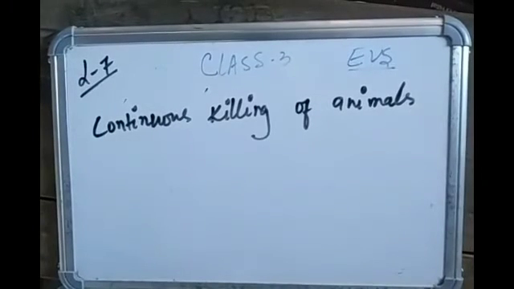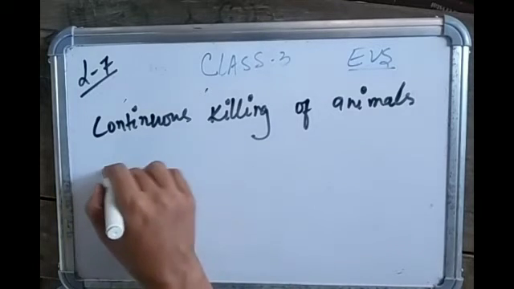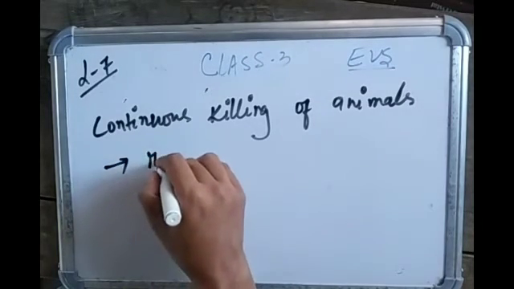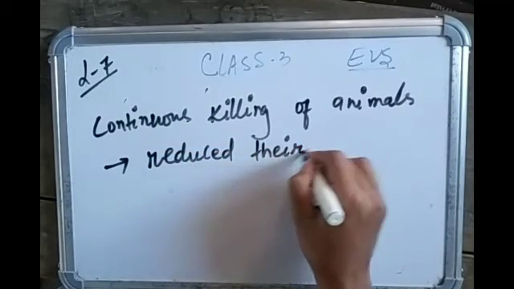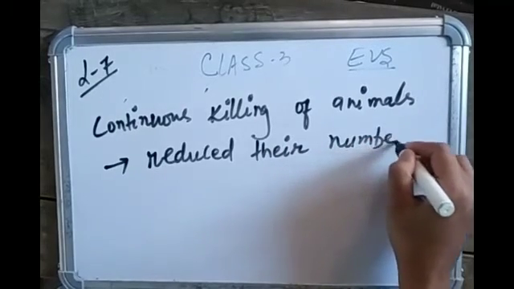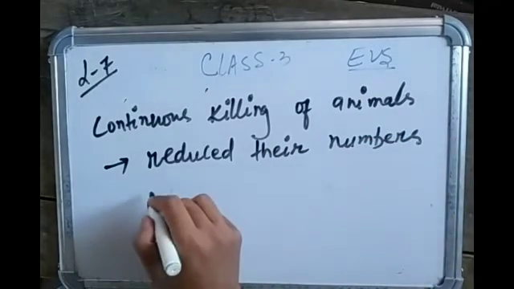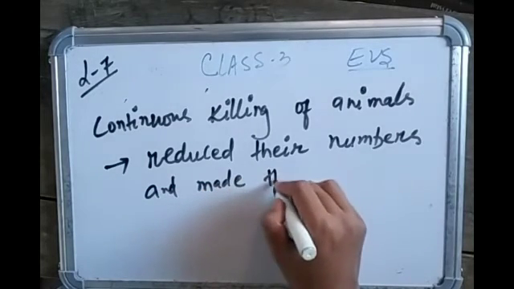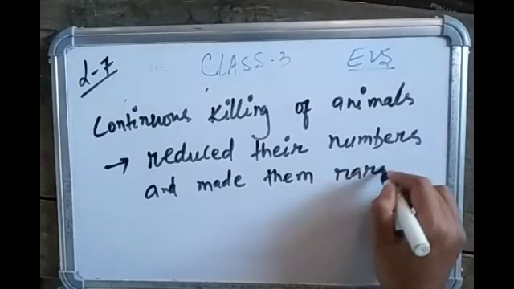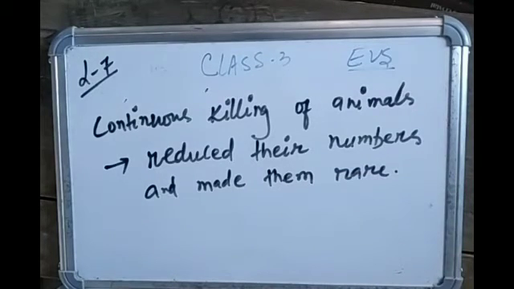Because of the continuous killing, animals have reduced their numbers and made them rare. This is a danger that some of them may completely disappear from the earth.